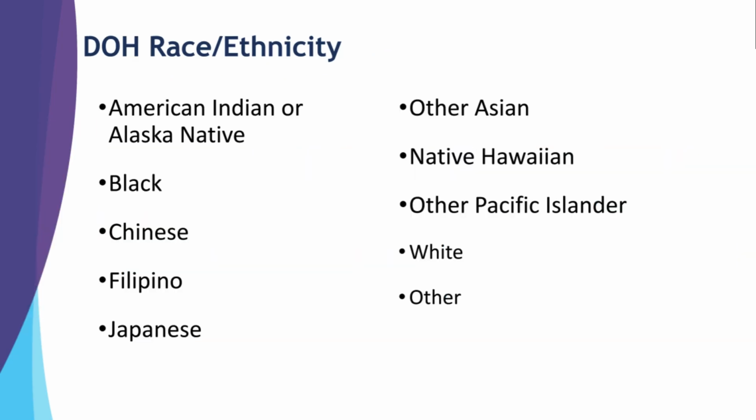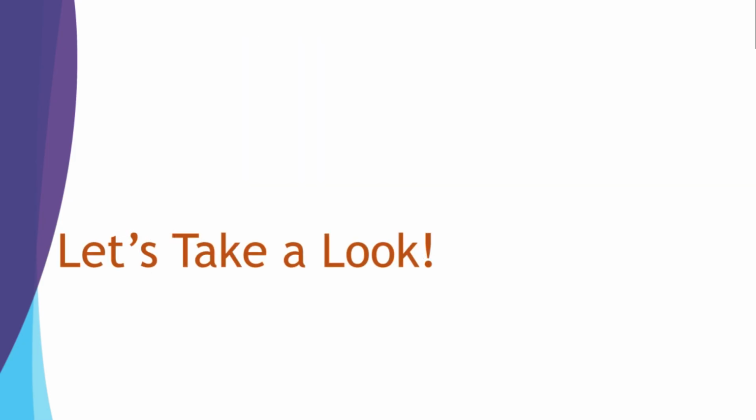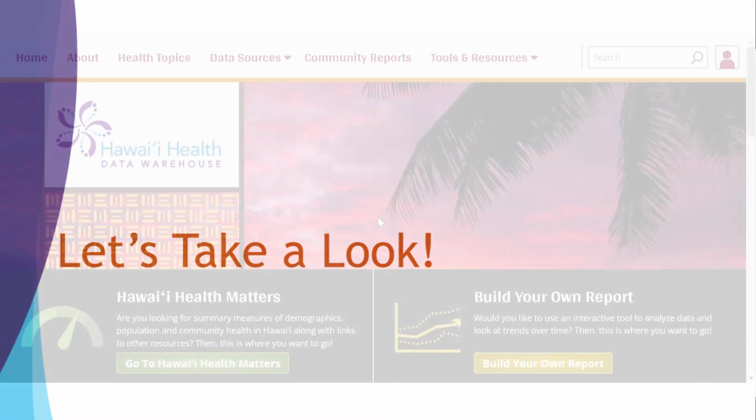The categories included in the DOH race ethnicity algorithm include these 10 options. And given the diversity of the population of Hawaii, it's important to be able to explore data by these more granular race and ethnicity options. Let's head to the website.